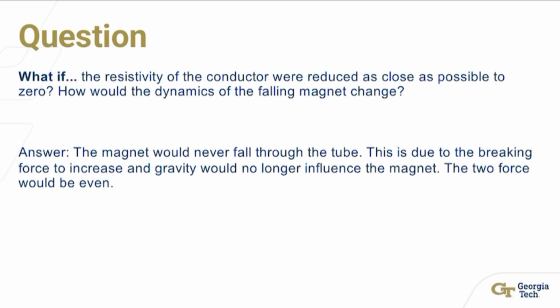Now for our what-if questions. What if the resistivity of the conductor were reduced as close as possible to 0? How would the dynamics of the falling magnet change? The answer is that the magnet would never fall through the tube. This is due to the braking force increasing and being equal to that of the gravitational force.